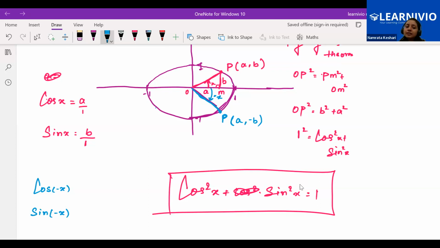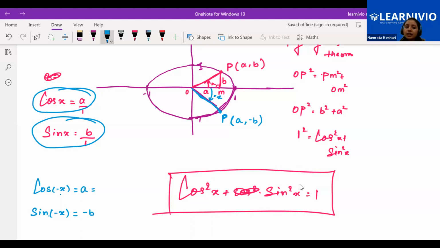So cos of minus X, if we try finding the X coordinate and compare, A means X coordinate, B means Y coordinate. If we try comparing the same point, just a little bit of change we have done: we have taken the angle in the clockwise direction this time, and the remaining thing as it is. So the X coordinate is A, cos of minus X, and sine of minus X is minus B.